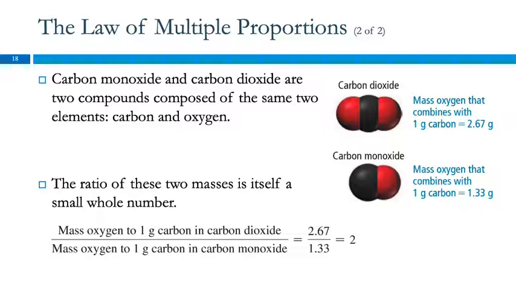So carbon and oxygen form several different compounds, but two of them are carbon dioxide and carbon monoxide. Each of these has one carbon atom; this one has two oxygens, this has one oxygen. If we look at the mass ratio here, we find that 2.67 grams of oxygen combines with 1 gram of carbon in carbon dioxide. In carbon monoxide, it's 1.33 grams of oxygen per gram of carbon, right?